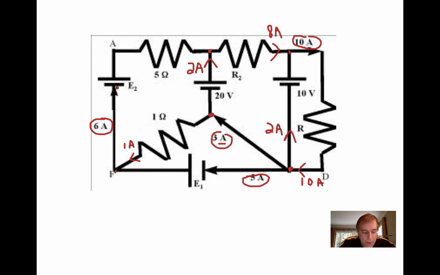Next time we're going to pursue that and solve more complicated circuits.